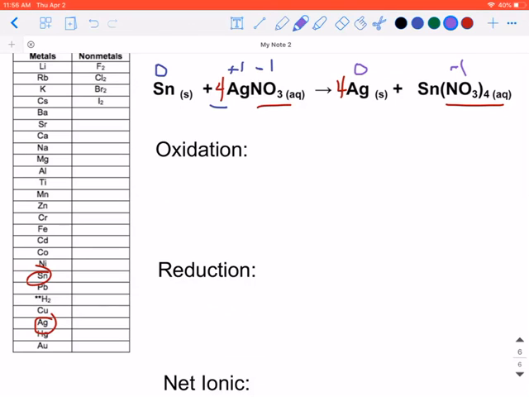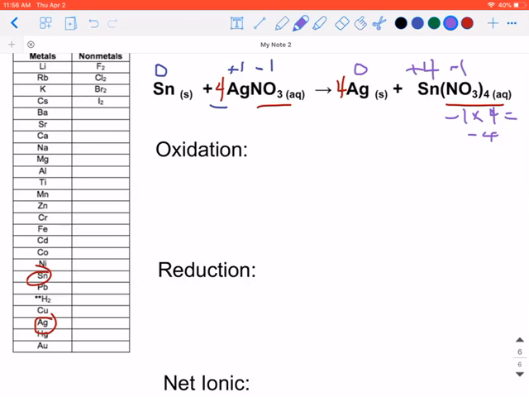right? But you can see it took 4 of them to cancel out the charge of tin. So I have a -1 times 4, which gives me -4. That means tin has to be a +4 charge. Hopefully you remember doing that when we were learning how to write formulas to determine that charge.